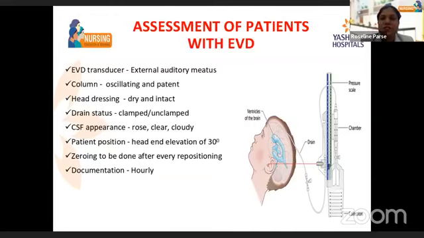Then the patient position should preferably be head end elevation of 30 degrees. Zeroing to be done after every repositioning. Every time we reposition the patient for any reason, zeroing should be done. Then hourly documentation is important.